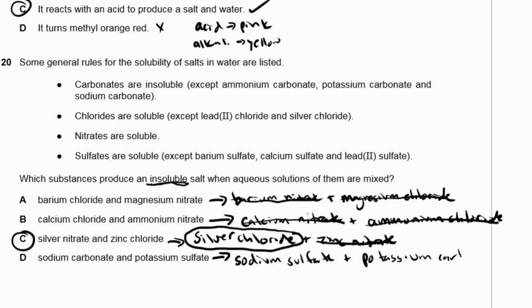These are all double displacement reactions. Okay, so sodium sulfate. Let's look at the sulfates. The sulfates are soluble, except barium sulfate, calcium sulfate, and lead 2 sulfate, so is it an insoluble? No, it's a soluble salt. And potassium carbonate. Carbonates are insoluble, except ammonium carbonate and potassium carbonate. Okay, so we have potassium carbonate soluble, so that's not an insoluble salt either. So the answer here is C. There we go.